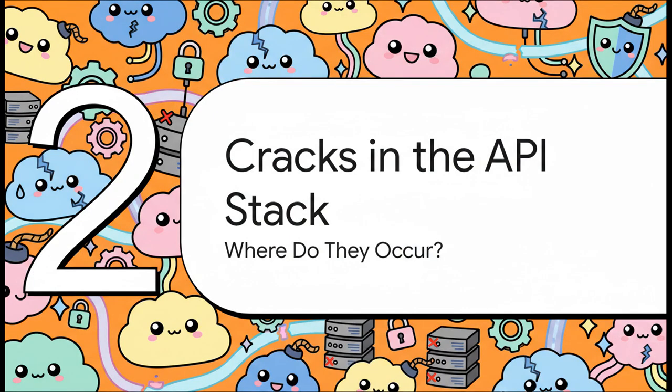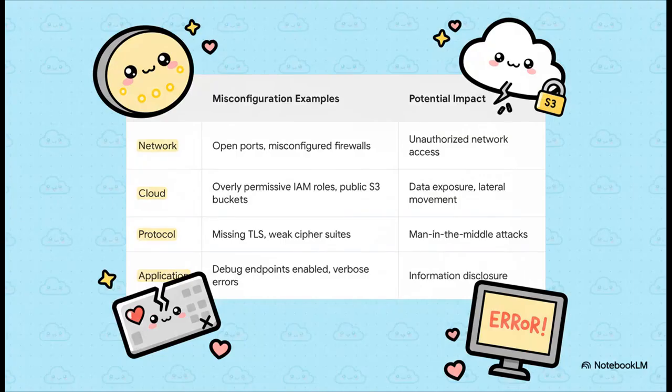So where do these cracks actually show up? A modern API isn't just one single thing, right? It's a super complex system of all these interconnected layers. And a misconfiguration can be hiding in pretty much any one of them. And these failures can happen at every single layer of your stack. Down at the very bottom, on the network, a port that's open when it doesn't need to be can give an attacker a way right in.